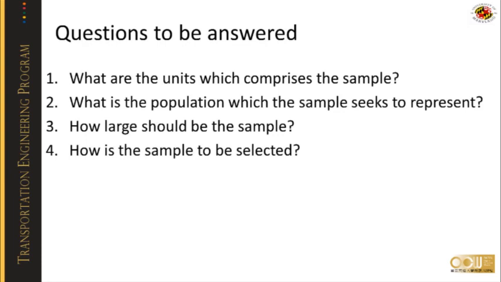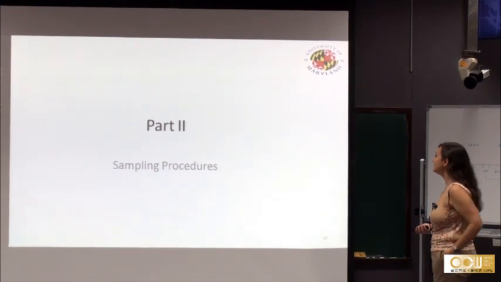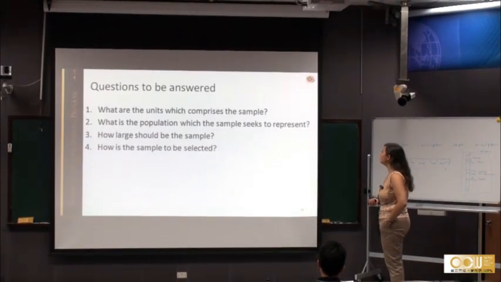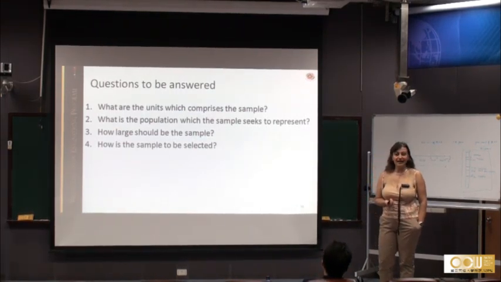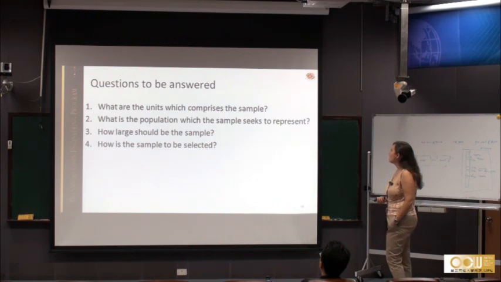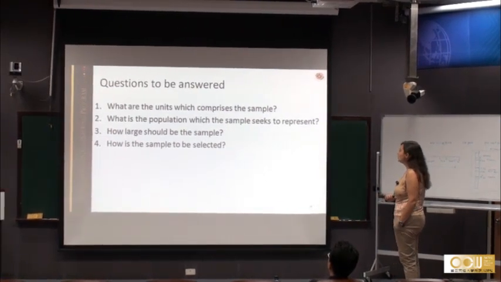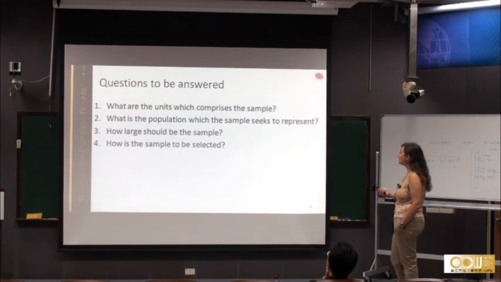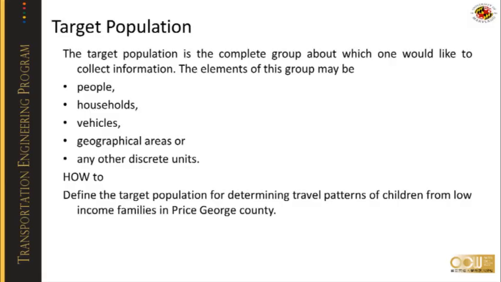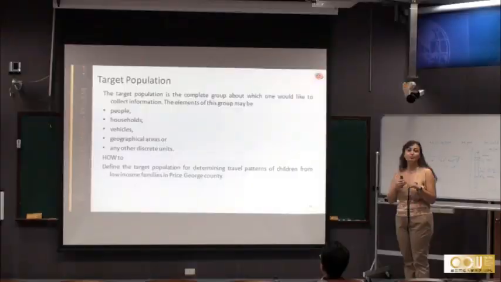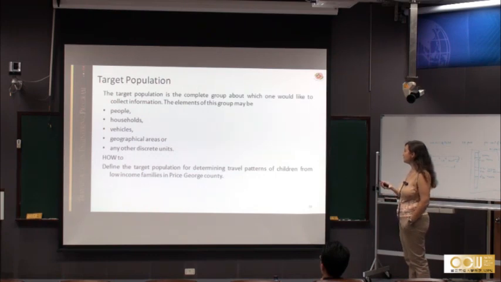So let's go over the general part until noon. Amongst all the things that you need to do when you collect the data, there are sampling procedures. You need to decide which is the unit in your sample, and this is not a trivial task. For example, you need to decide if you want to interview individuals, households, groups, and so on. So what is the population that you are going to represent? How large should your sample be, and how is the sample to be selected? Okay, so you see that in transportation, we can collect information about people, households, vehicles, geographical areas, or any other discrete units.